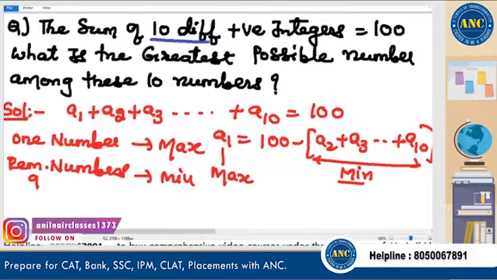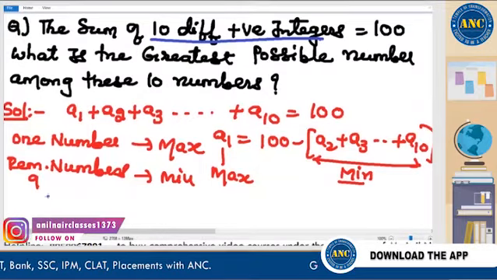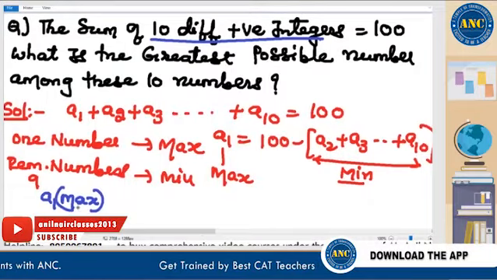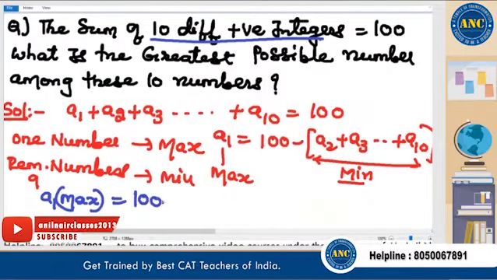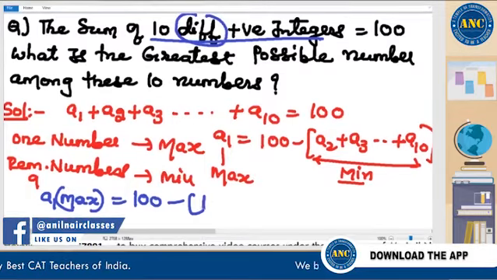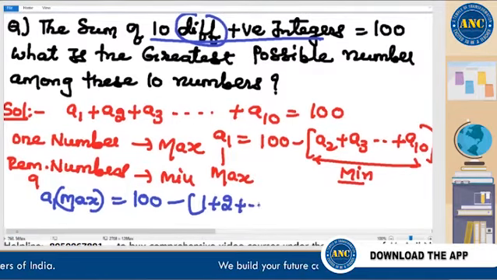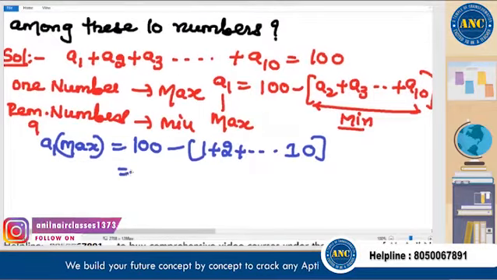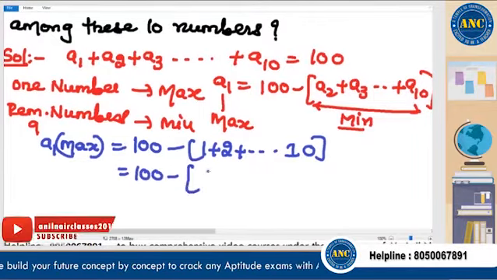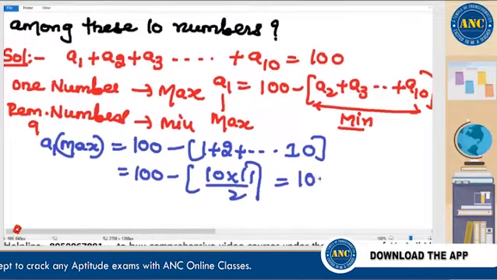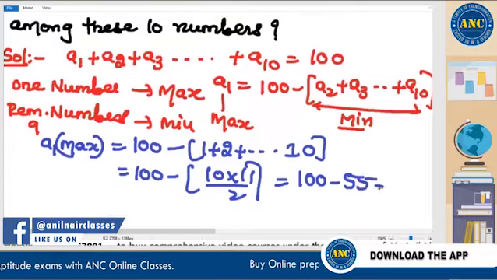And what is the question? It is given 10 different positive integers. So if I assume that A1 is maximum, 100 minus, it is given as 10 different positive integers. What are the lowest minimum integers? 1 to 10. So it is nothing but 100 minus 10 into 11 by 2, which is nothing but 100 minus 55. Answer is 45.